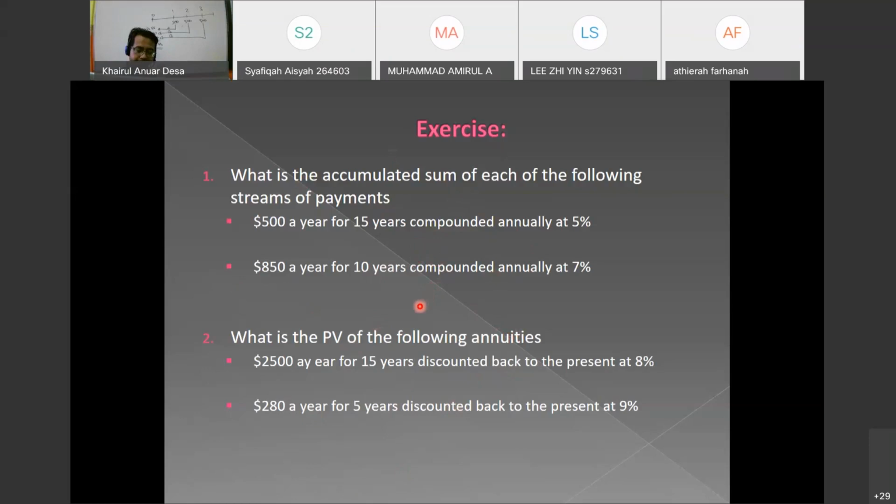Okay, cuba buat benda ni. Try to solve this problem. Dan tengok sama ada you all boleh faham atau tak. Okay, 500, 15 years, compounded annually 5%. 850, 10 years, compounded annually at 7%.